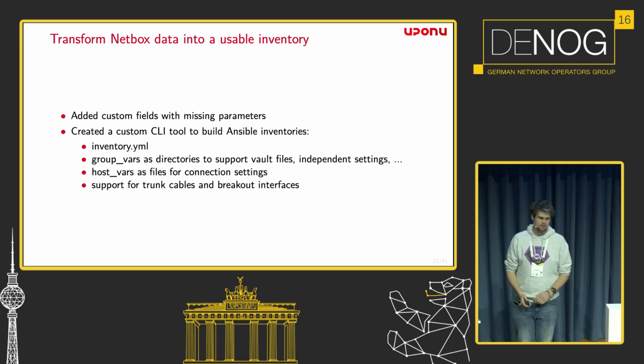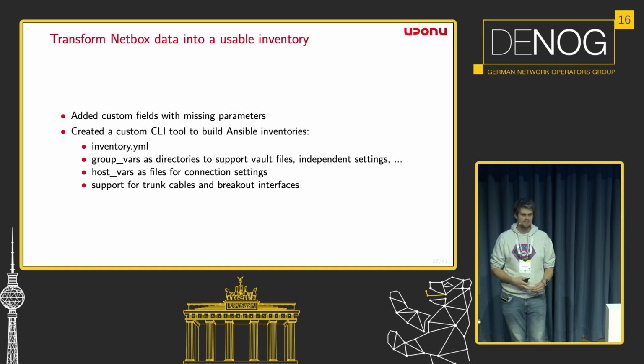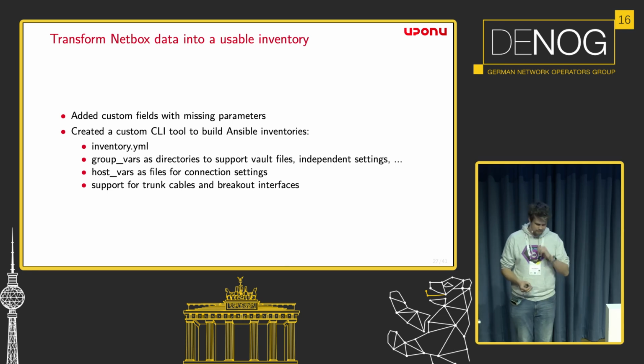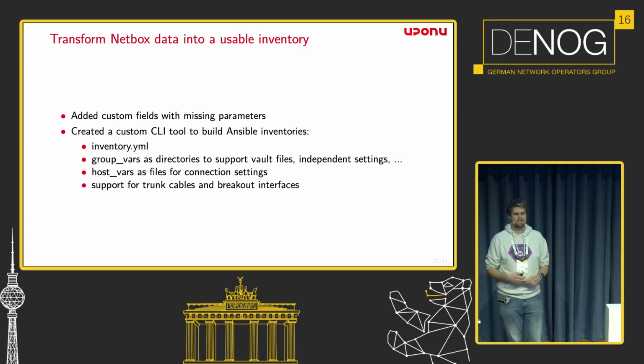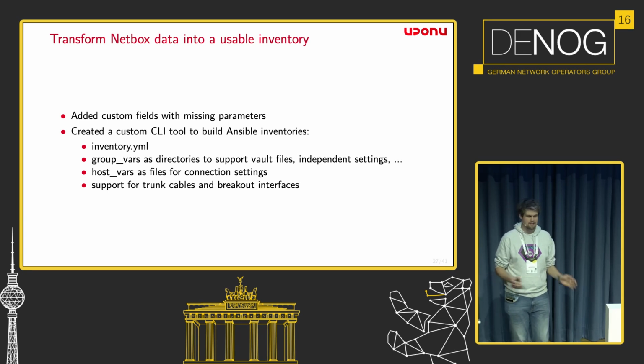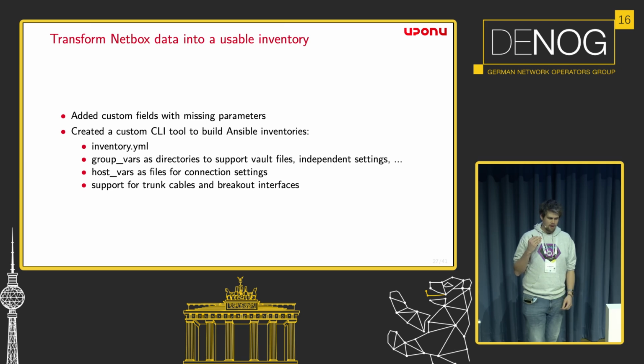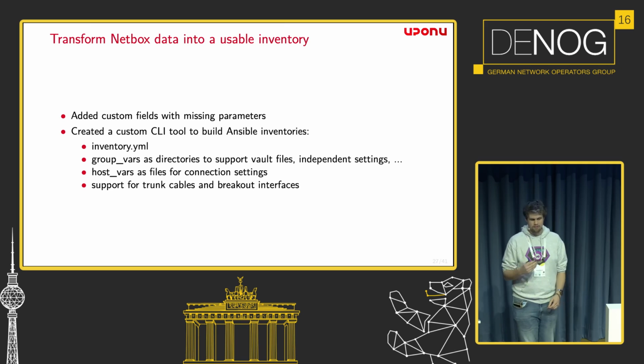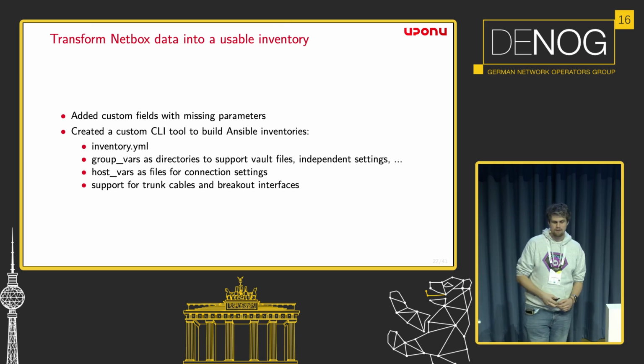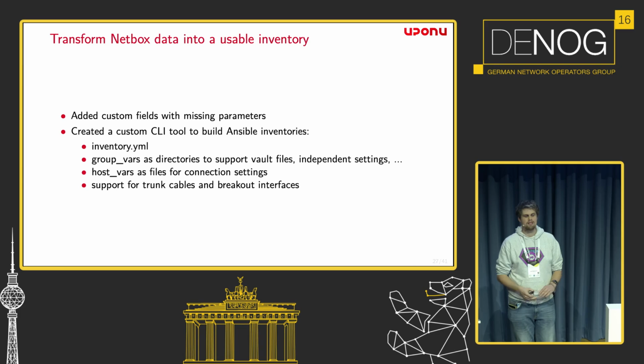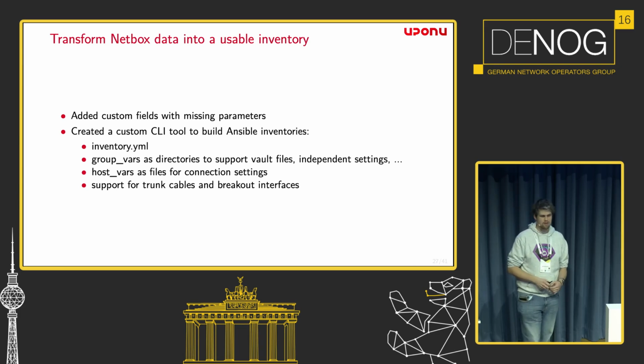After that, we have to transform the Netbox data into a usable inventory. To do this, we added custom fields for the missing parameters, which Netbox just doesn't deliver out of the box. And after that, we created a custom CLI tool, which is able to build these Ansible configurations. It generates the complete inventory files, the group vars, the host vars with the connection settings, and we also added support for trunk cablings, which is a little bit strangely implemented in Netbox.